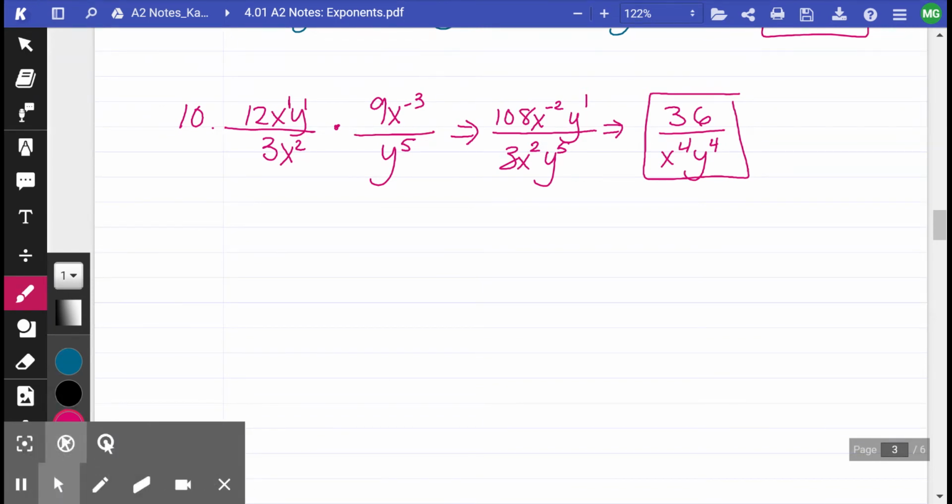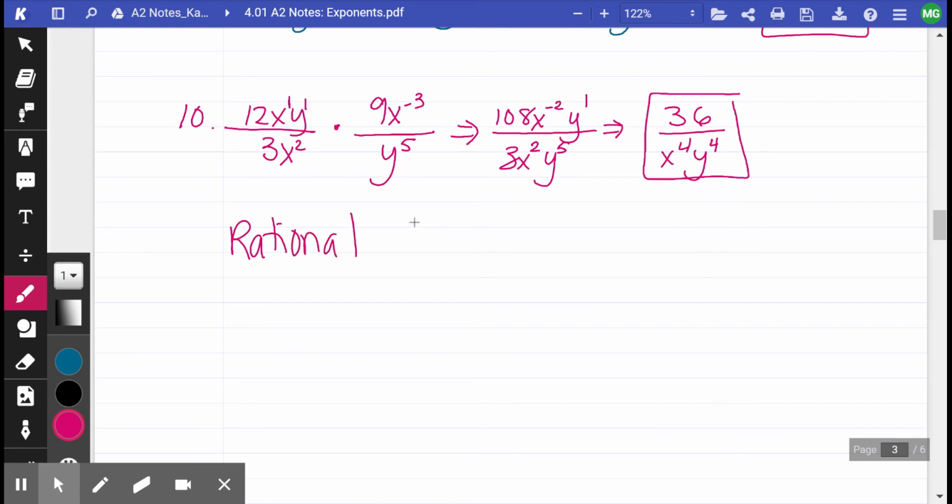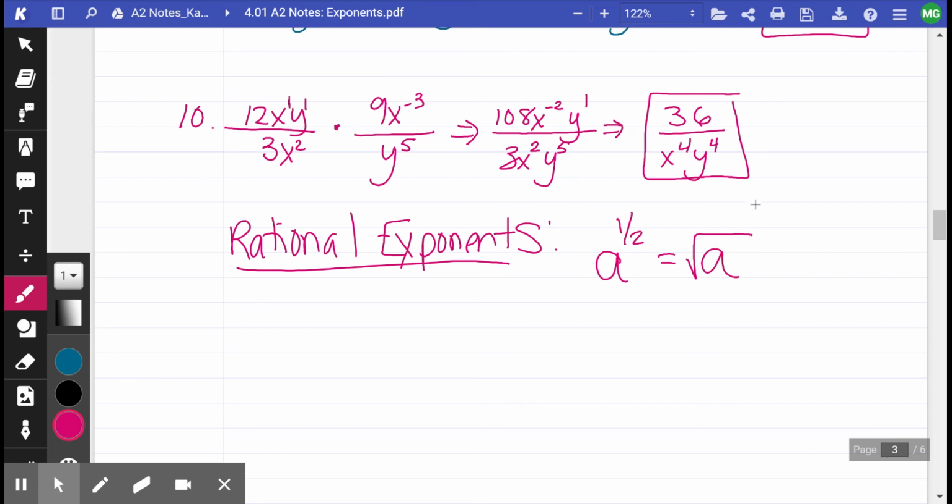All right, next up, we're going to talk about rational exponents. Rational, fractional, which just means exponents that are fractions. So first we'll focus on just 1/2. So if you have a, let's say, to the 1/2 power, that's the same thing as taking the square root of a, which you may have seen before.